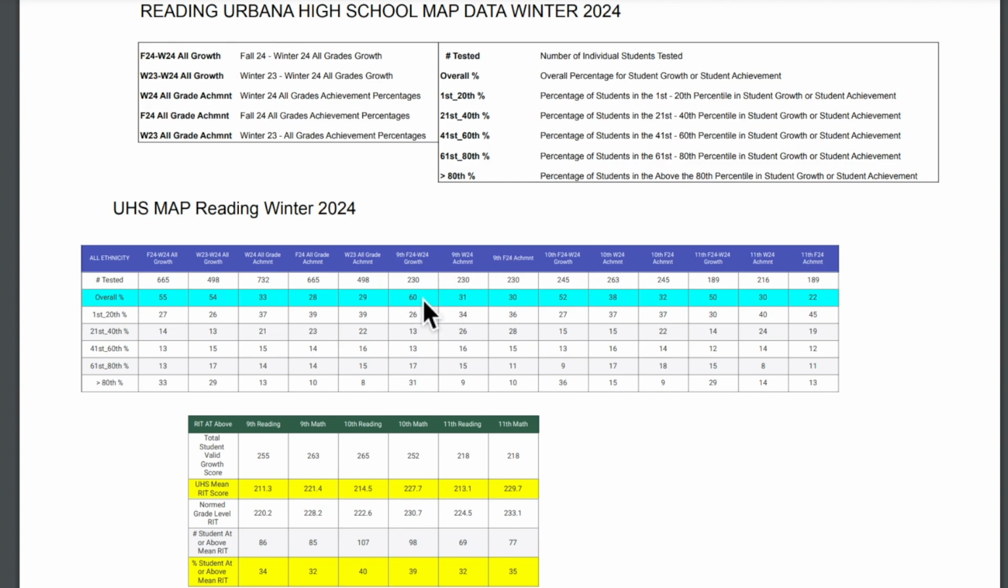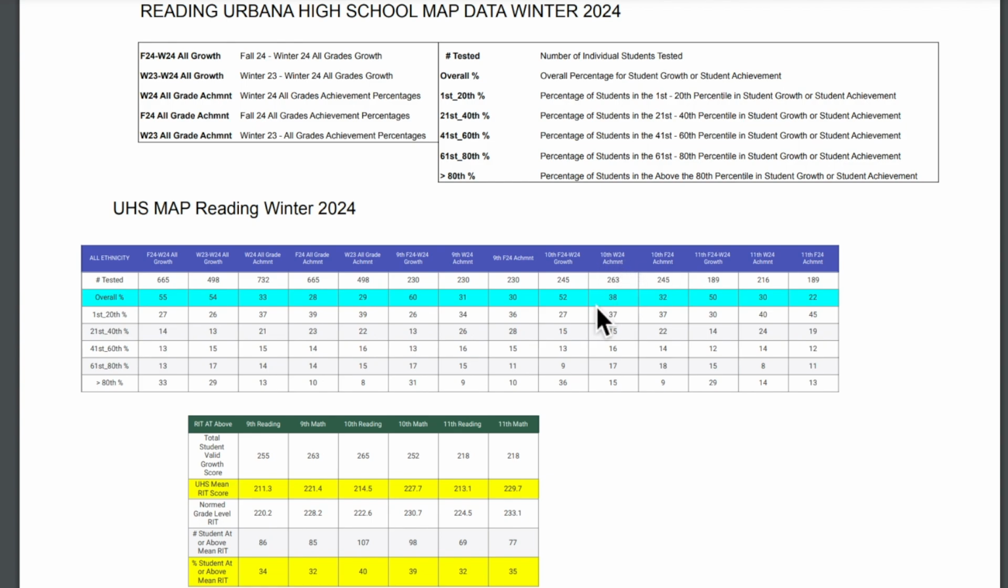So overall, 60th percentile for growth of students who made their growth. And then here's the breakdown. Let's look at freshman achievement: in the fall it was at the 30th percentile in reading, and in the winter it's at the 31st percentile.